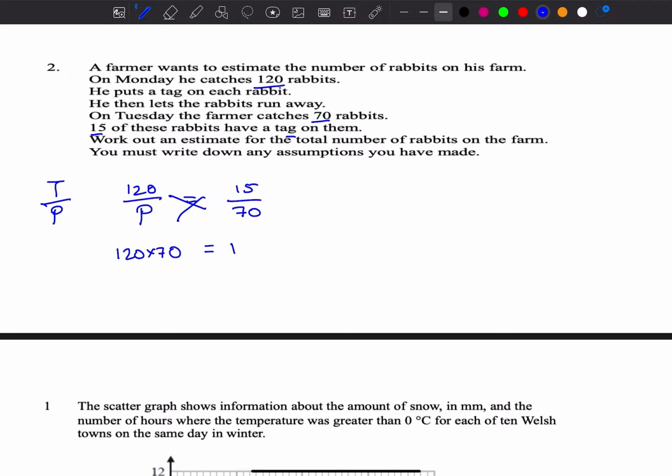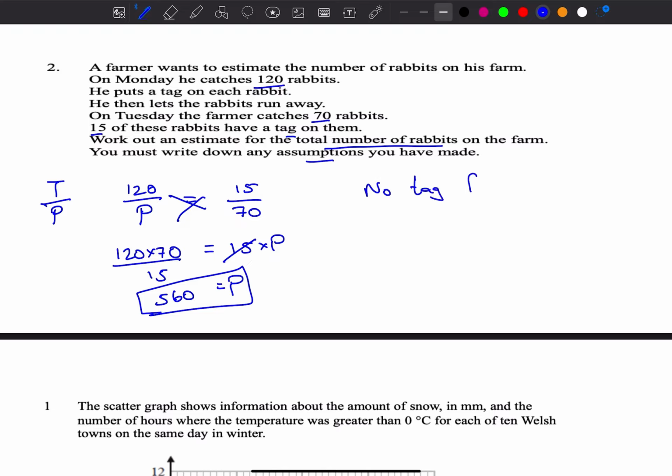I'm just going to write 120 times 70 straight away. I'm not going to work it out. You go to 15 times P. Take the 15, divide it here. That gives you 560 as the population. That's what they want: work out the population, the total number of rabbits. Assumption: no tags fell off, or you could say no rabbits died.